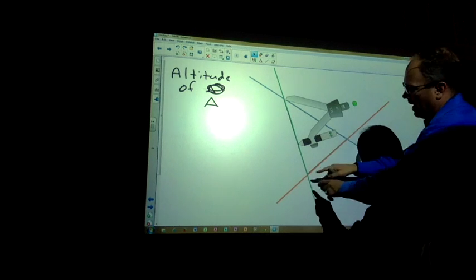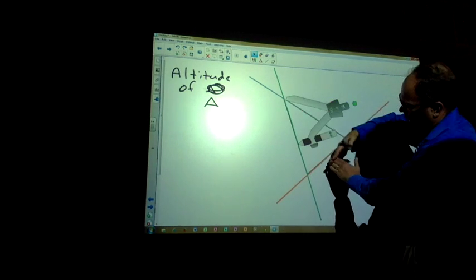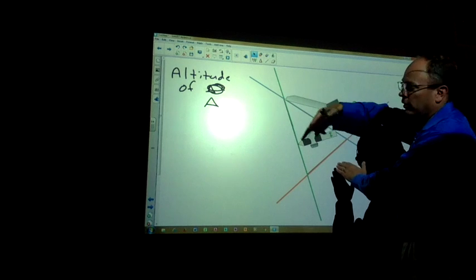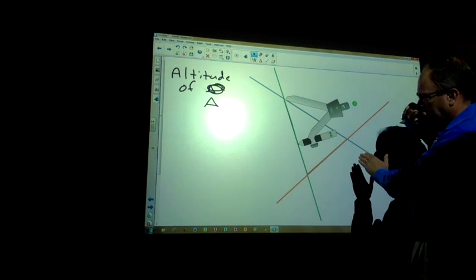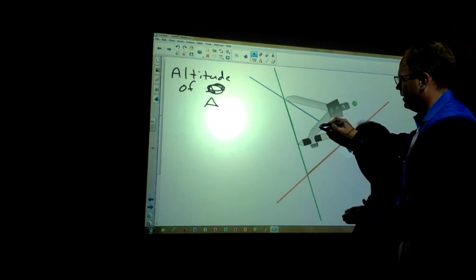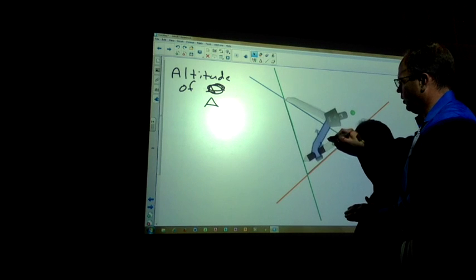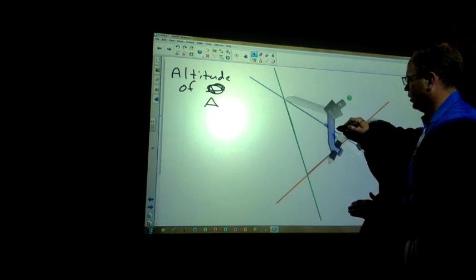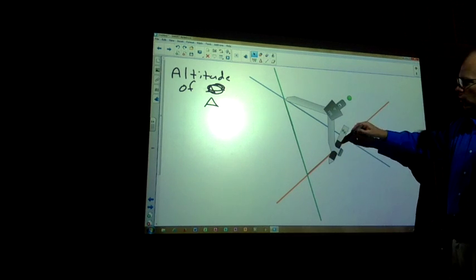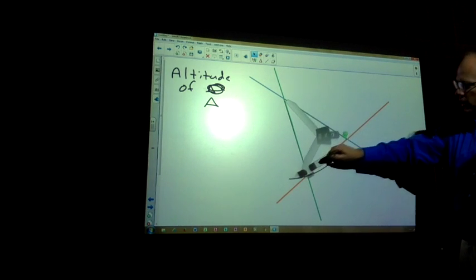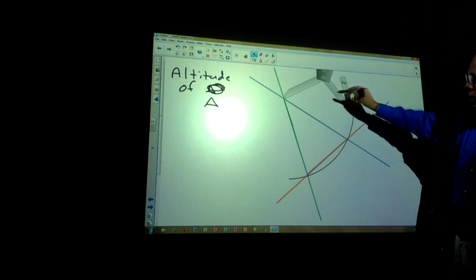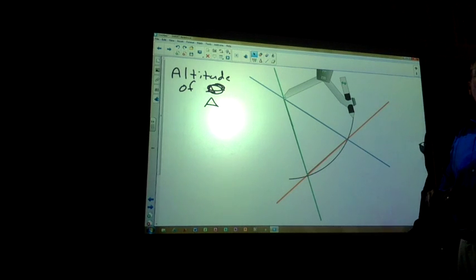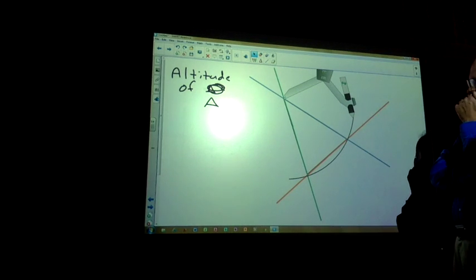If I want to find how tall a triangle is this way, I'm going to open the compass enough so that if I swing this arc, it crosses twice.